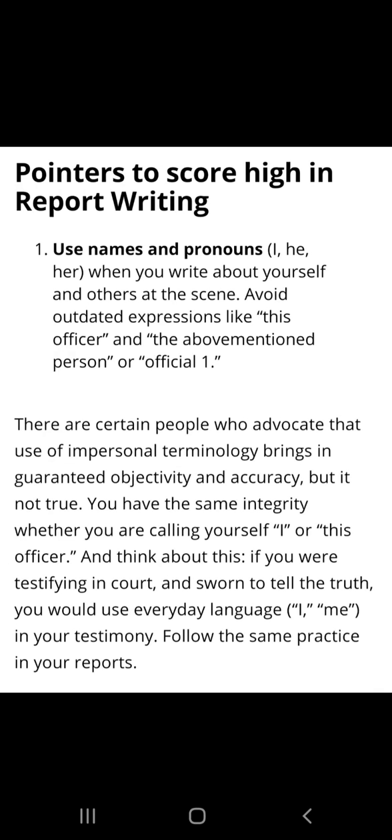Alright, so you have to use the names and the pronouns, I, he, her in short. Don't use the above mentioned person or official number 1, because then it is not clear who the above mentioned person is, and who this officer is, and who this official number 1 is there. So you can use I, he, her or the name of the person.